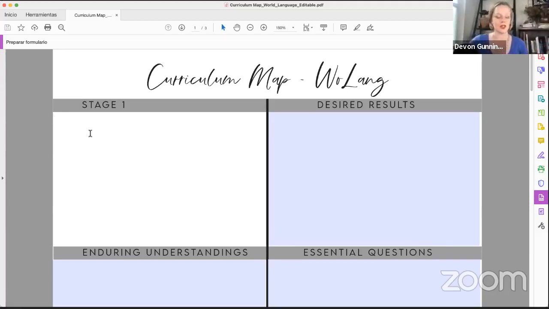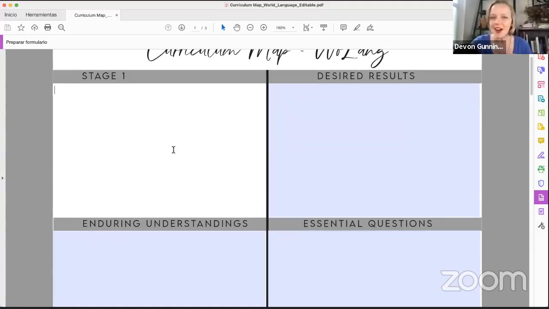So when you download this, you're going to be able to see in here that you can type into all of this here, and it's completely editable. And when you print it out, all your notes will be there. So you can follow along with me as we create this map together.